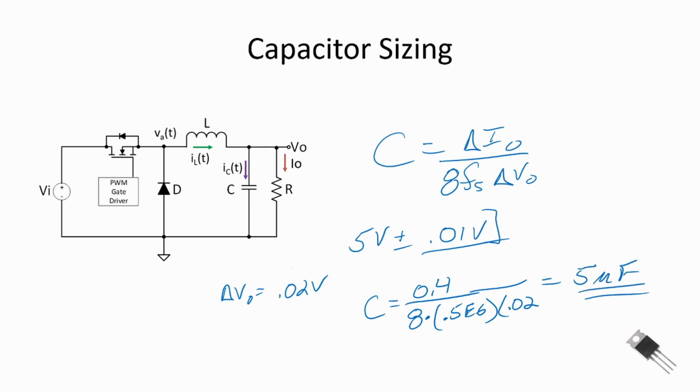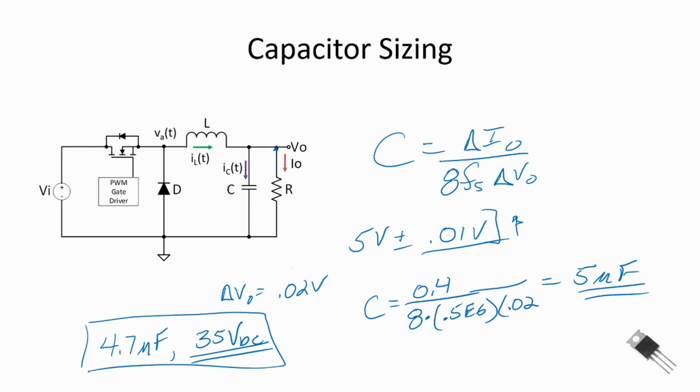Again, we may go up or we may go down. I'm going to go slightly down, which means our ripple voltage at the output is going to increase slightly, but I'm going to select a 4.7 microfarad capacitor, and I'm going to size it at 35 volts DC. So that's a typical size. You'll find capacitors in ratings of 35 volts, 50 volts, 100 volts. Our output is only going to be 5 volts. Our input is only going to be 15 volts. So this is a pretty good range.